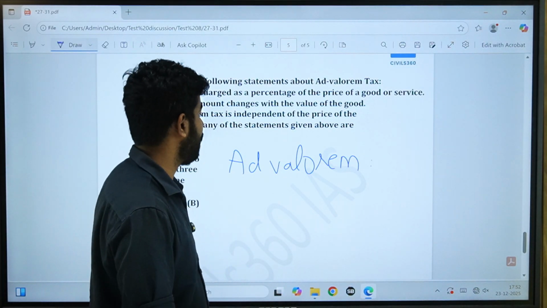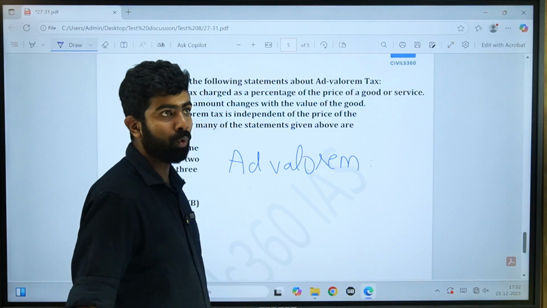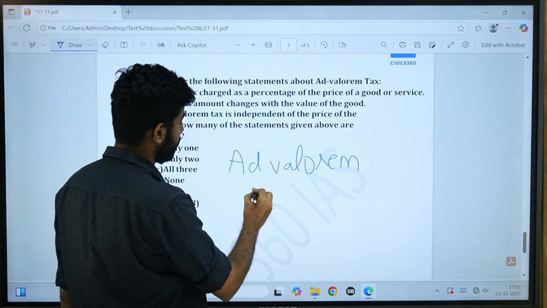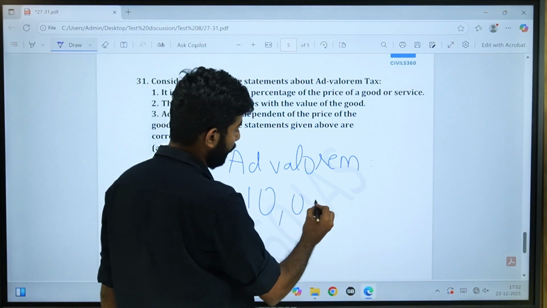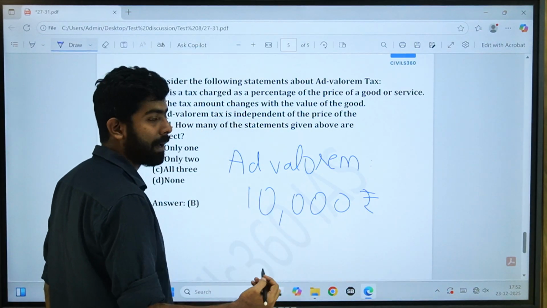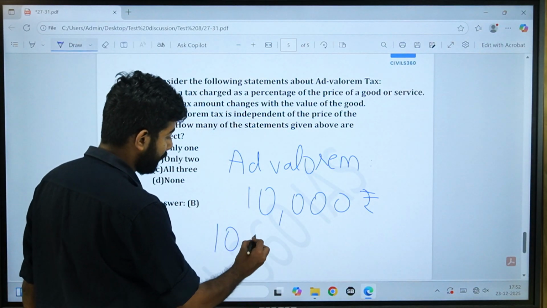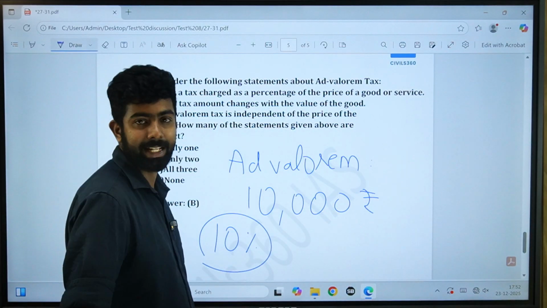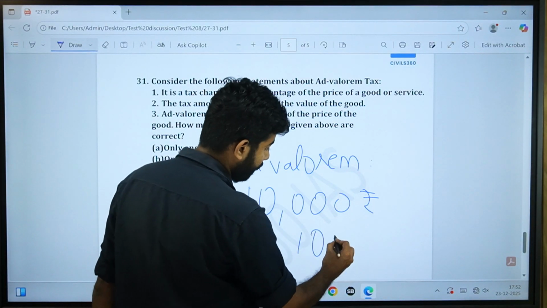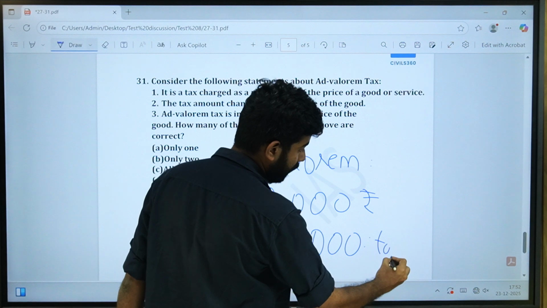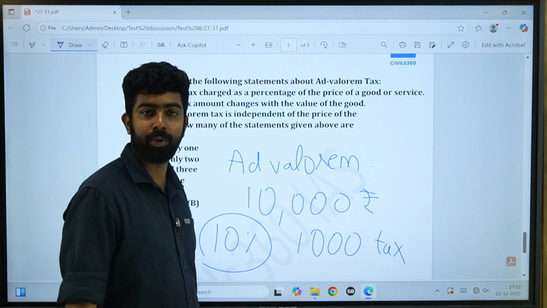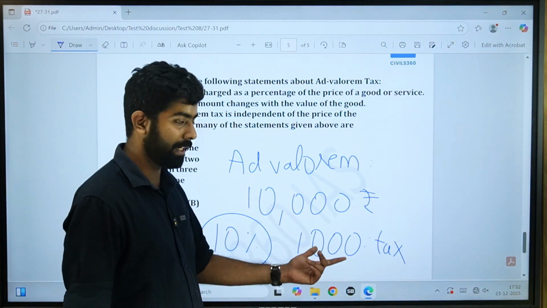For example, say you bought 10,000 rupees worth of something, and on that something the tax is 10%. How much would you have to pay? You would have to pay 1,000 as the tax. And if you buy 20,000 worth of goods, you will have to pay 2,000 tax, and for 30,000, 3,000 tax.